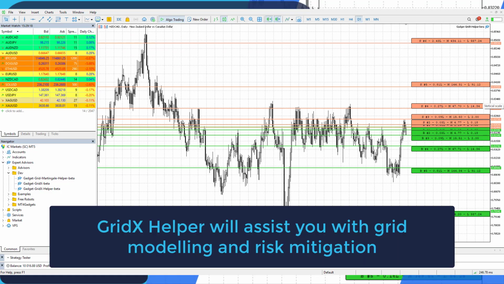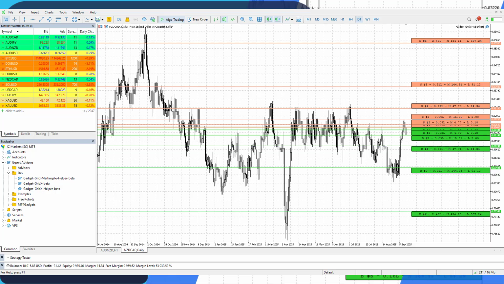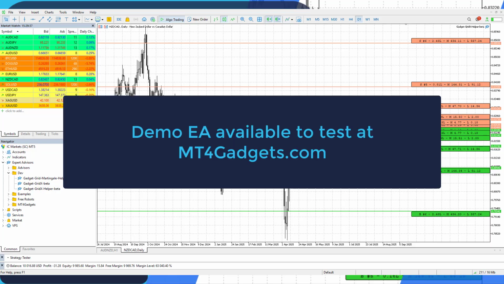The GridX Helper is your testing ground to better model your grid settings and try to mitigate risk. By planning your grids first, you reduce the risk of falling into common traps of grid trading. While it is called GridX Helper, you can use it for many types of grids. Use it to your advantage.